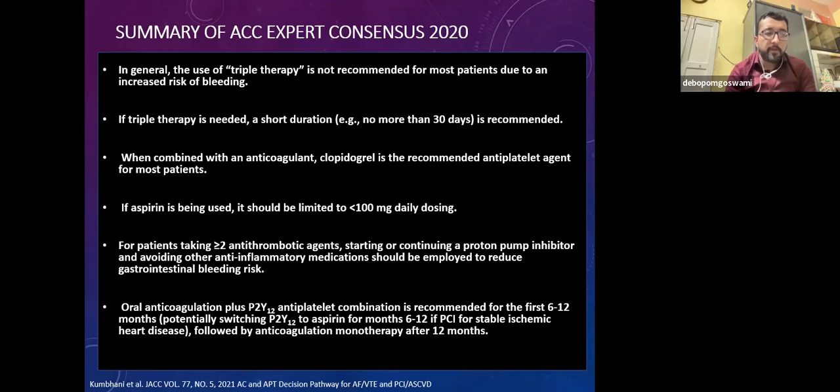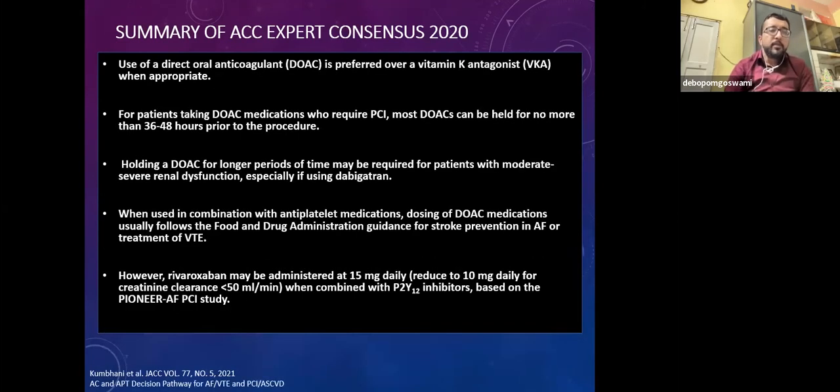Oral anticoagulation plus a P2Y12 antiplatelet combination is recommended for the first 6 to 12 months, followed by anticoagulation monotherapy after 12 months. Next slide. Use of a direct acting oral anticoagulant is preferred over VKA. For patients taking DOAC medications who require PCI, most DOACs can be held for no more than 36 to 48 hours prior to the procedure.